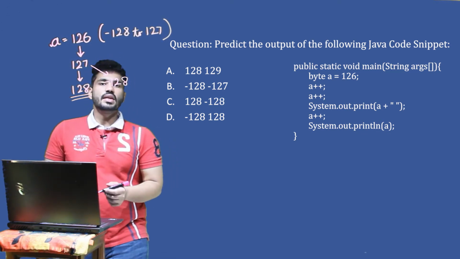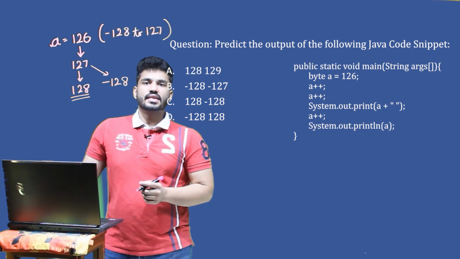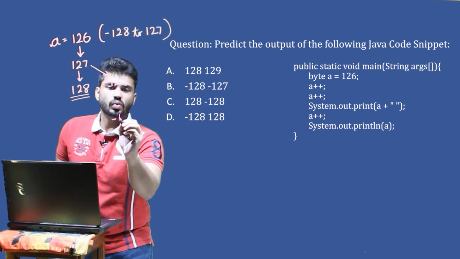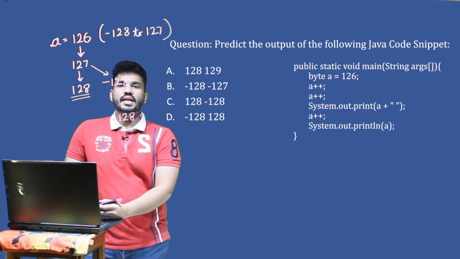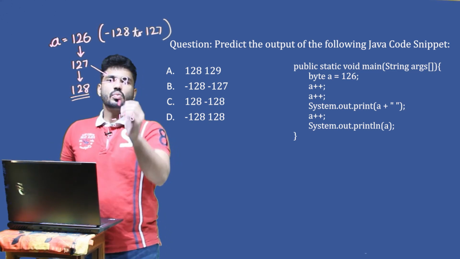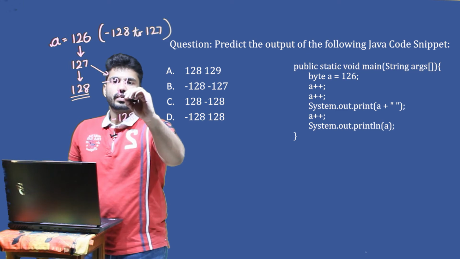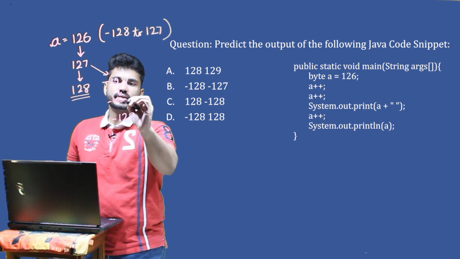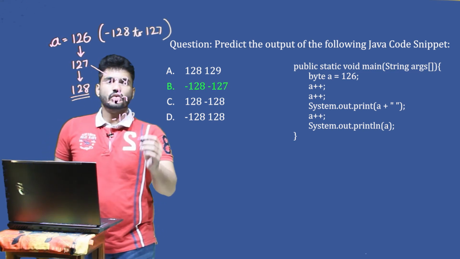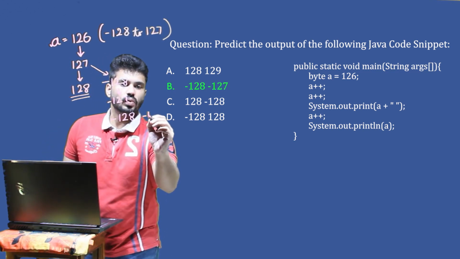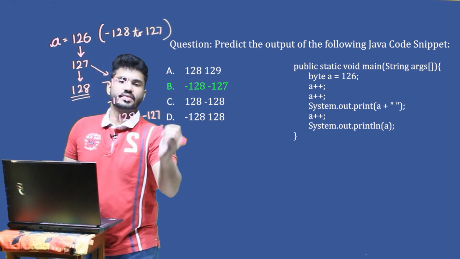Then we are printing the value of a. What is printed as output? It's minus 128. After this we have another line, a plus plus. So adding 1 to minus 128 we get minus 127. Now we are again printing a. So we get the output as minus 127.